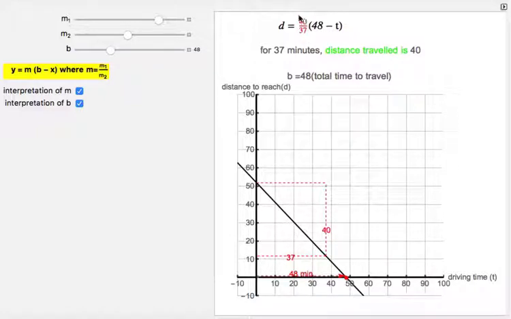Now, this 40/37 is our m value. This is in the form of y equals m times b minus x. This is our m here.